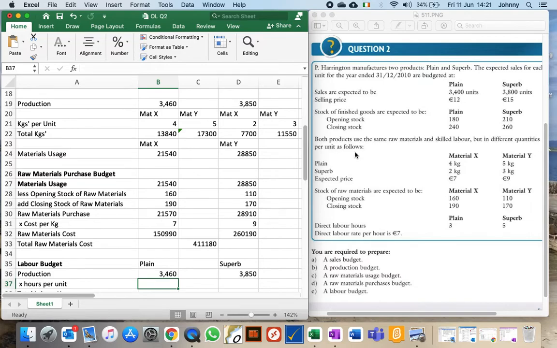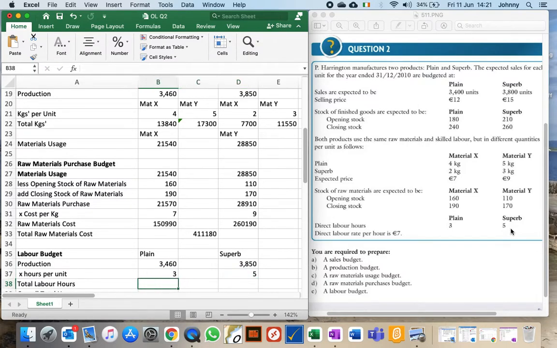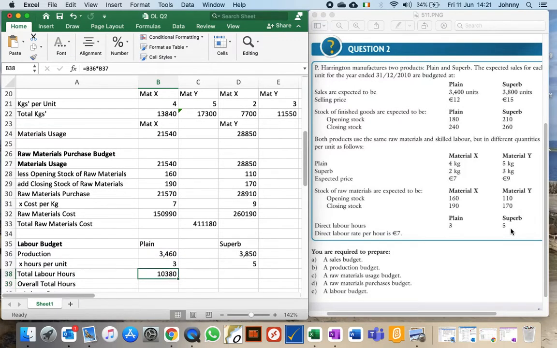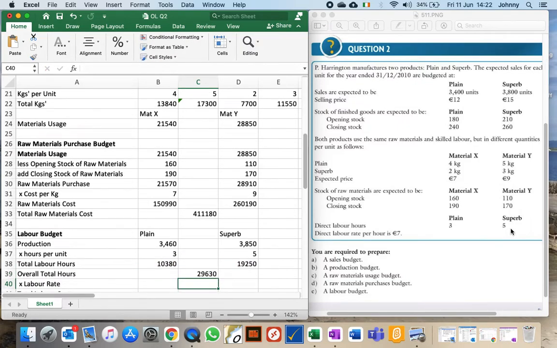Now, direct labour hours. So I have 3 hours to produce my plain and 5 hours to produce my superb. So I'll multiply those two together. So that's just over 10,000 hours to produce the plain product in labour time, and 19,000 for the others. So the overall total hours would be those two added together.